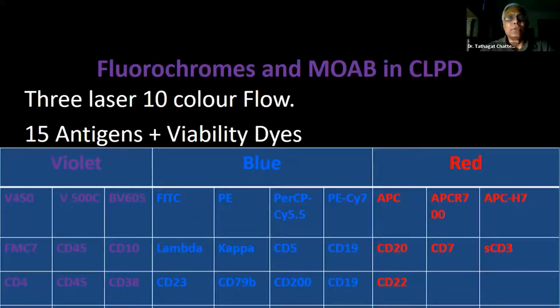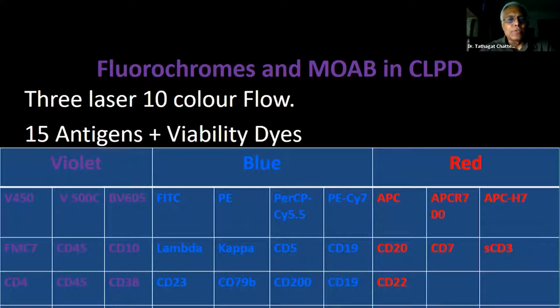And so we have the fluorochromes and monoclonal antibodies in CLPDs. Now this is from Brentwood's book, a 3 laser, 10 color flow. In this flow, they use 15 antigens. In the violet laser, they use FMC7, CD45 and CD10 in the first tube. In the blue laser, they use lambda, kappa, CD5 and CD19. And in the red laser, they use CD27 and surface CD3.